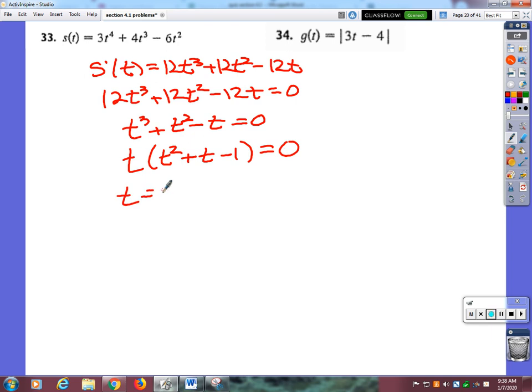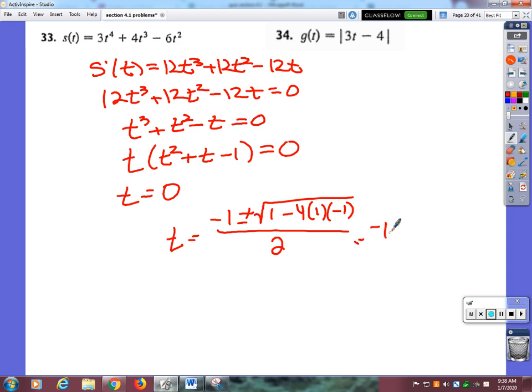Oh, good Lord. So you know that since we factored out this t, one of the answers is that t could equal 0, right? And then we could use the quadratic formula and go opposite of b plus or minus the square root of b squared minus 4 times a times c all over 2a. So that's negative 1 plus or minus square root of 5 over 2. So the other two answers are negative 1/2 plus root 5 over 2, negative 1/2 minus root 5 over 2.